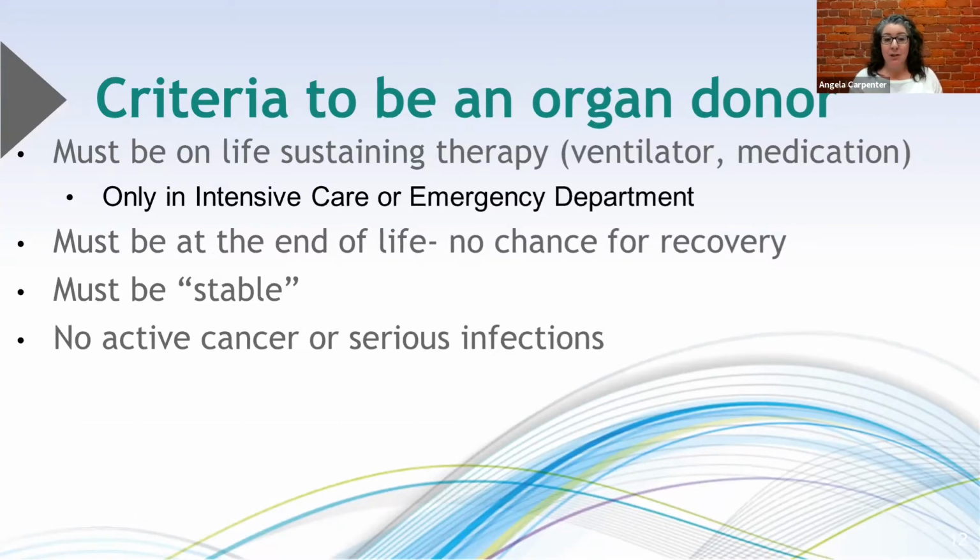The criteria to be an organ donor, you must be on life-sustaining therapy. So that could be a ventilator, mechanical ventilator, BiPAP, CPAP, different medications. You might need something for IV or whatever, but you're on something that is keeping your heart beating and keeping your organs oxygenated. Now, this kind of therapy is only available in the intensive care unit or the emergency department. So that means you would have to pass away in intensive care or the emergency department while you were on one of these life-sustaining therapies.